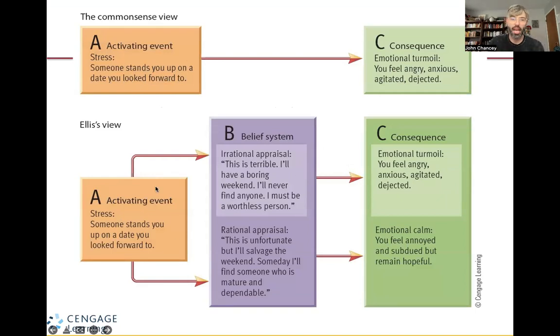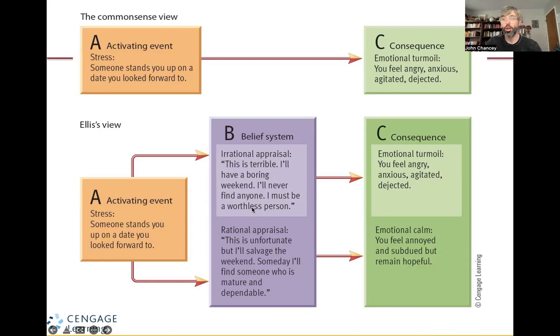Albert Ellis says, okay, how about we focus on what's happening in between A and C? So we have A, the activating event, we get stood up. B, we have this belief system. The irrational appraisal is this is terrible. I'm going to have a boring weekend. I'll never find anyone. And that leads to emotional turmoil.